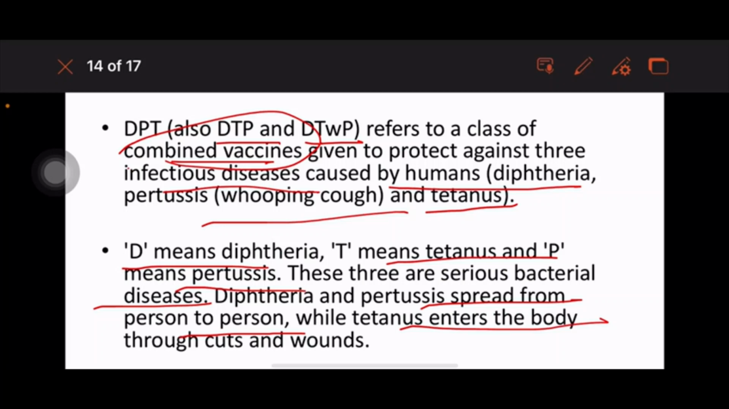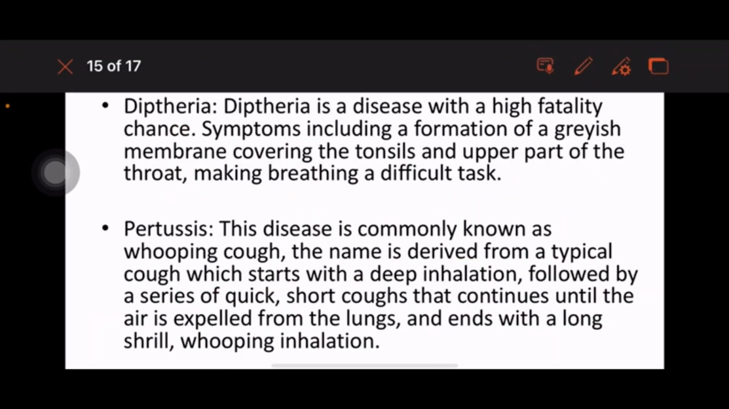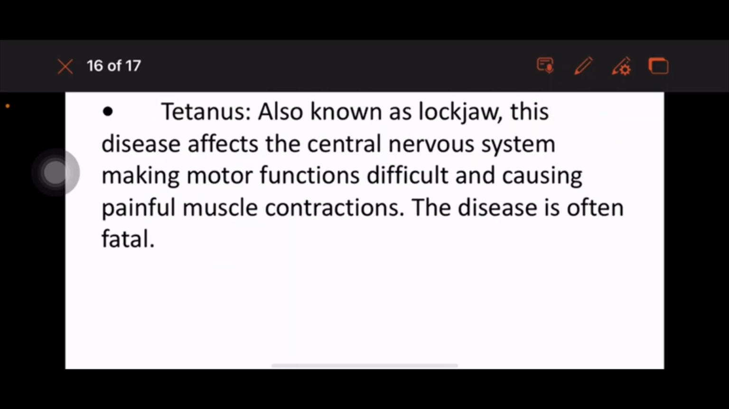Diphtheria is a disease with a high fatality chance, and the symptoms include the formation of a greyish membrane covering the tonsils and upper part of the throat. Pertussis is a common disease, whooping cough, which starts with deep inhalations. Tetanus is also known as lockjaw, which affects the central nervous system, and motor functions become difficult.